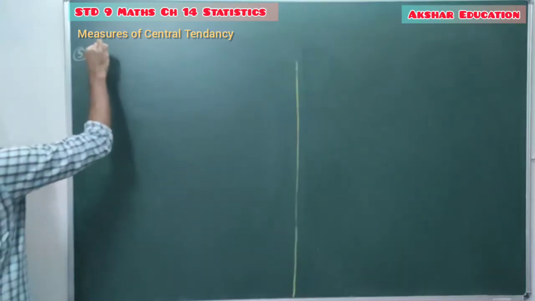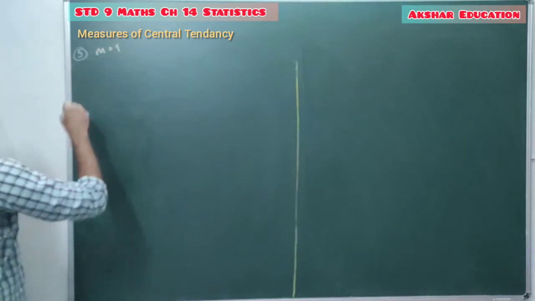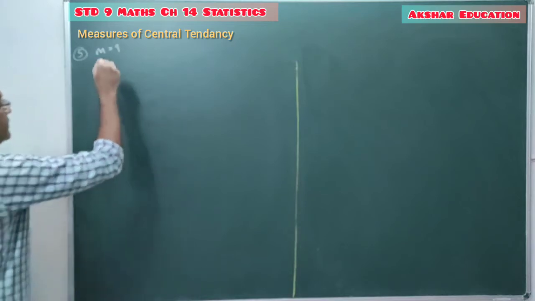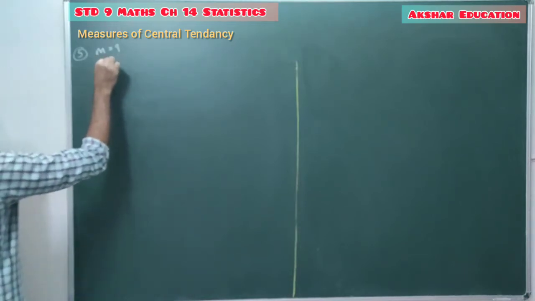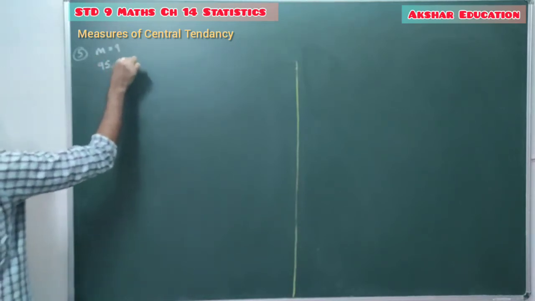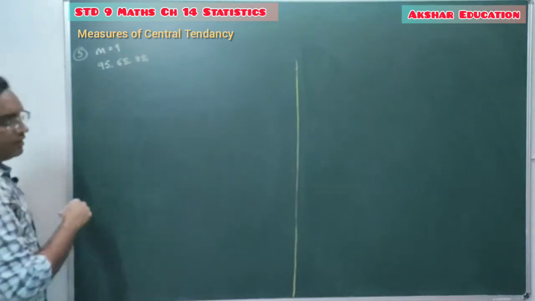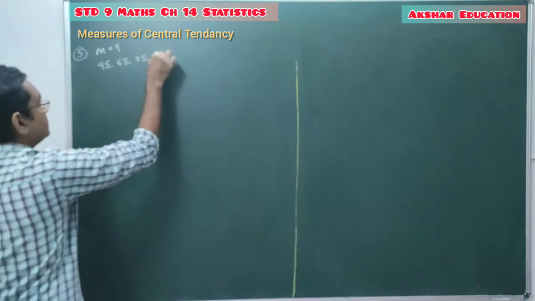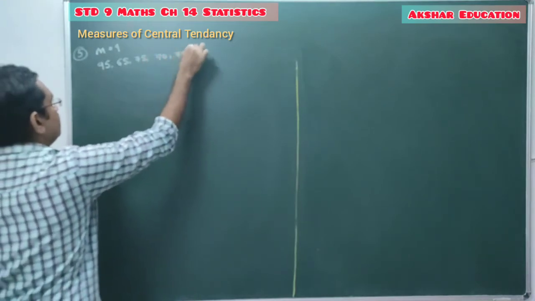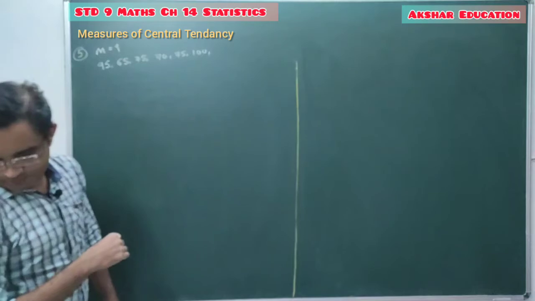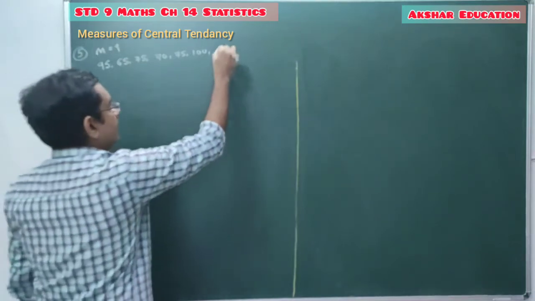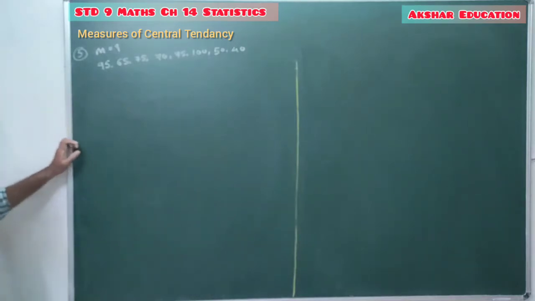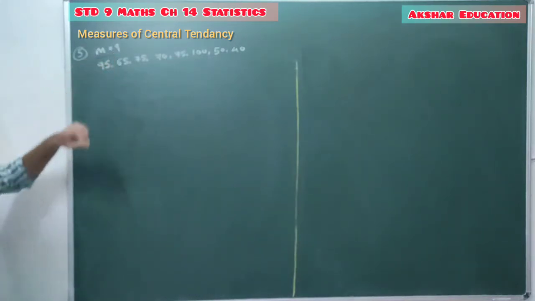Find the median of the following data. So here given observations are 95, 65, 75, 70, 75, 100, 50, 40. These are the observations. Here you have to find the median of the given data.